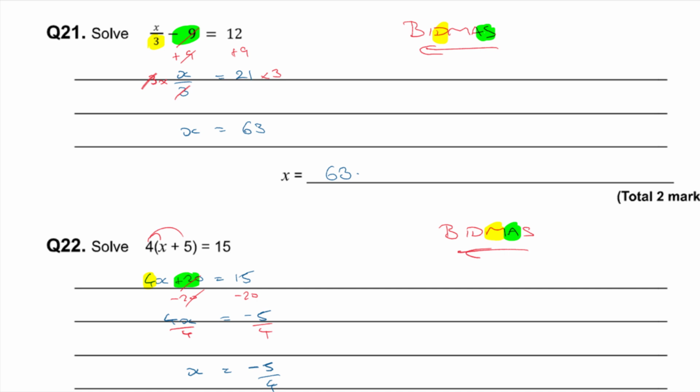Now, that's a perfectly acceptable answer. You don't need to turn that into a decimal. You don't need to write it as a mixed number. Minus 5 over 4 is perfectly fine, as long as you can't simplify it down. A top-heavy fraction is a perfectly acceptable answer. So I'm just going to leave it like that.